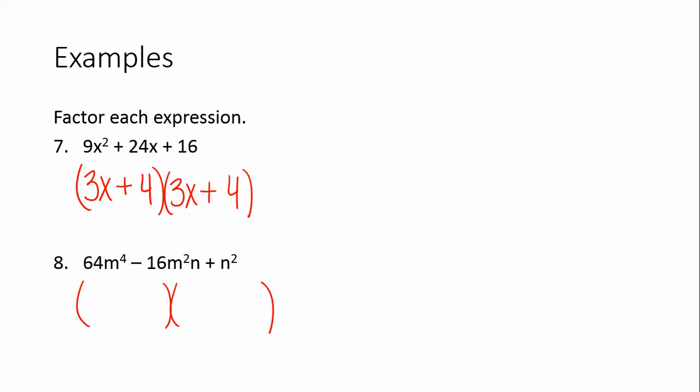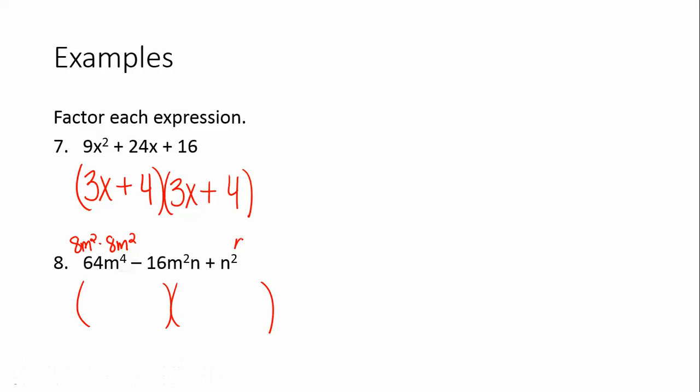Eight's very different because now we have an m to the 4th. But if you think about it, m to the 4th, actually any even-powered exponent, is going to be a perfect square. This is m squared times m squared. Remember, a perfect square is something that you can multiply a number times itself to get that number. Then it's a perfect square.